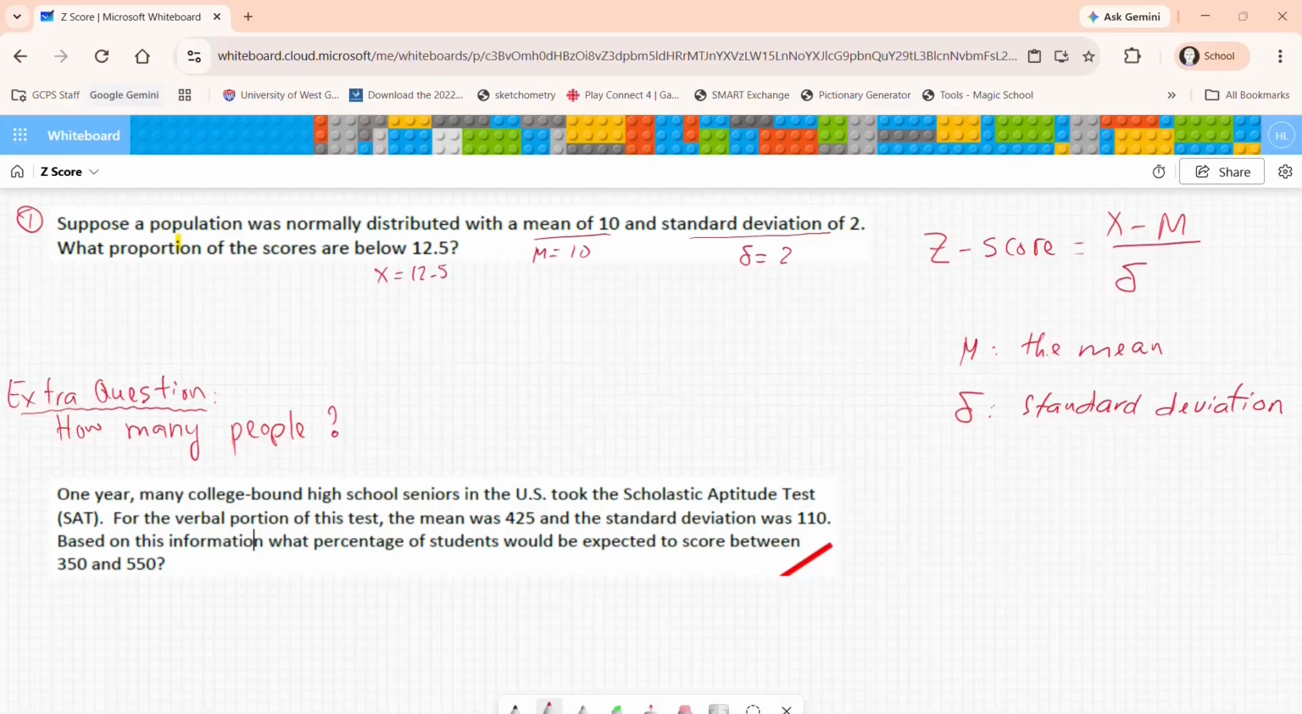Now using the z-score formula, you just plug every single number in, divided by 2. That's going to give you 2.5 over 2. Then you divide this with the calculator. Then you use the z-score table to find the percent. So now in this video, I want to show you how to use Desmos.